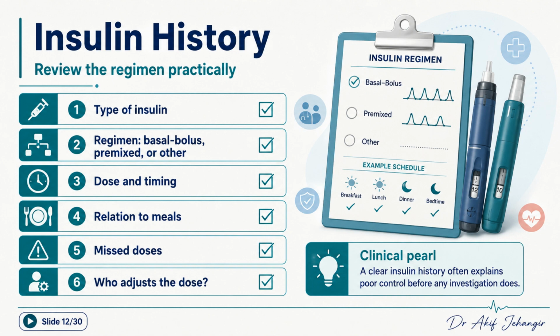Now review insulin practically. Ask the type of insulin, the regimen, the dose, the timing, and how it relates to meals. Ask about missed doses and who adjusts the insulin. A clear insulin history can often explain poor control before any investigation does.